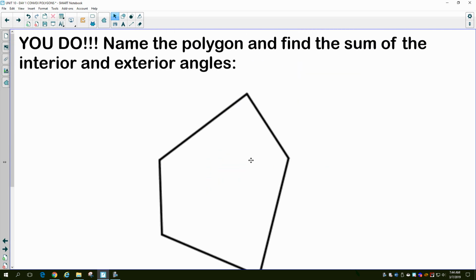So I have one for you to try, just like we've done the last 3. Name this polygon by the number of sides, tell me the sum of the exterior angles, and tell me the sum of the interior angles like we did on the last 3. And if you have questions, please be ready to ask them in class.